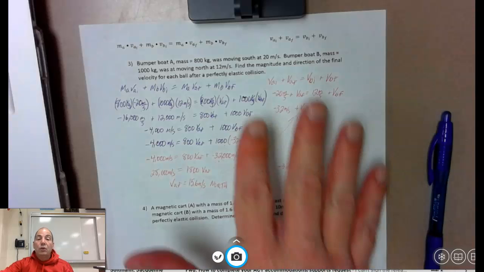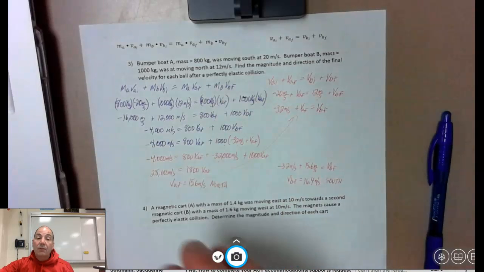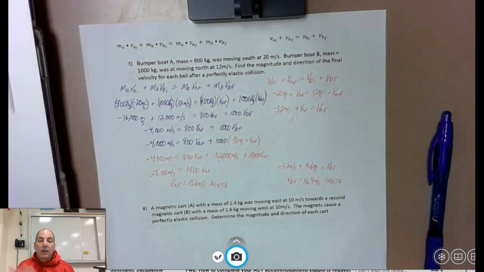Okay, you really need to do it this way. Solve for both VAF and VBF. Okay, but I'm just telling you in advance. VBF is 8.67 meters per second, so you could check yourself.